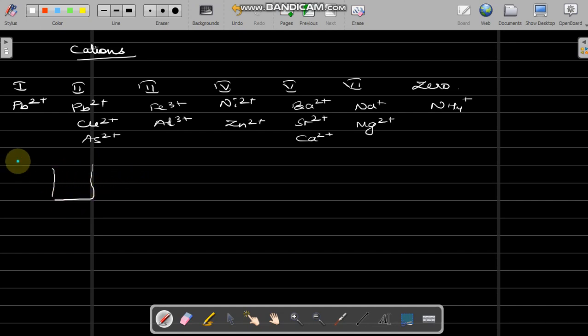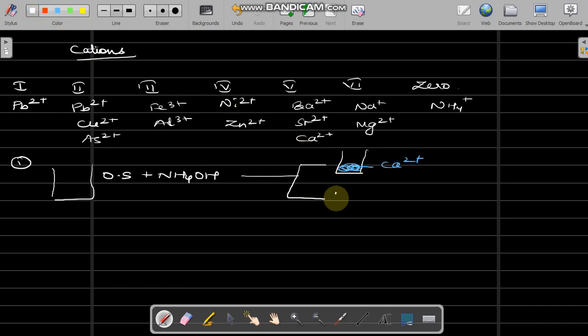At first we take an original salt solution. In this you put ammonium hydroxide. On putting ammonium hydroxide, if in the test tube a blue coloration comes, then it means presence of calcium. If a white coloration comes, then arsenic.